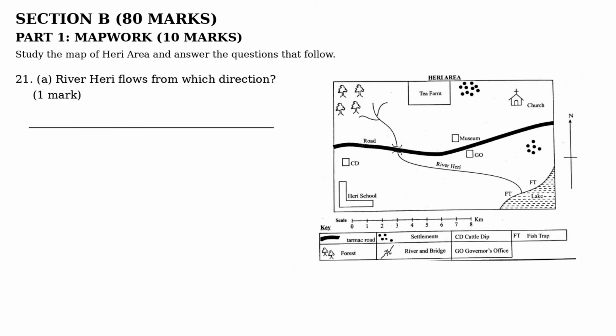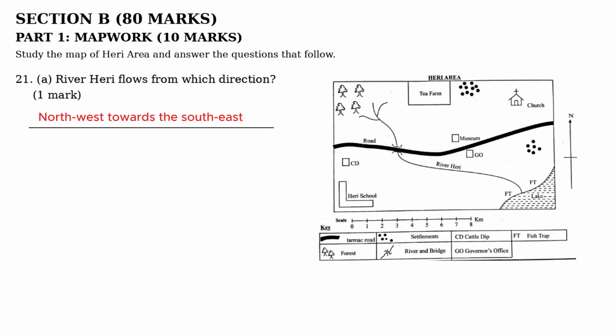So, question 21A. It asks, River Harry flows from which direction? Now, direction of River Harry. Here, we should say that River Harry flows from the northwest towards the southeast, where it enters the lake. Do you see the lake there? So, the river is flowing up to where it will enter the lake.